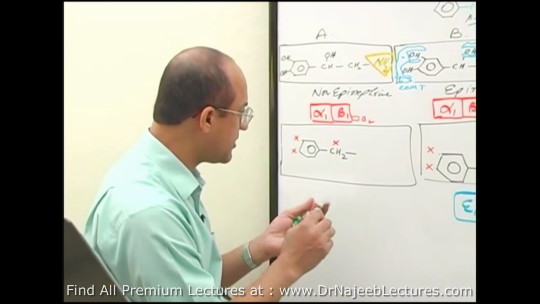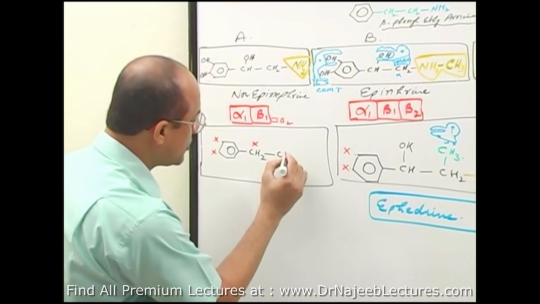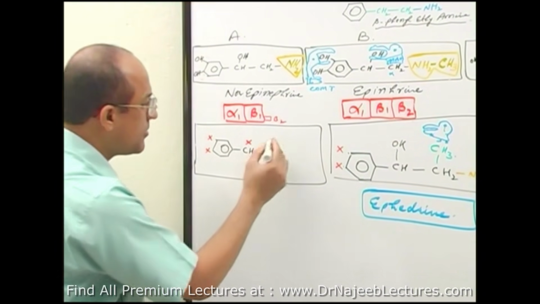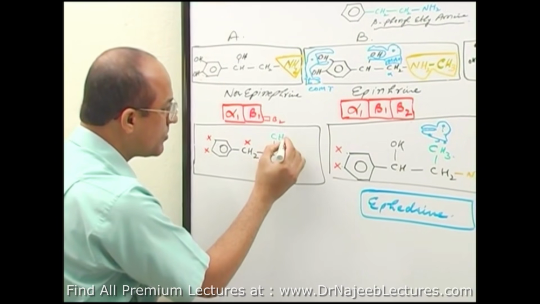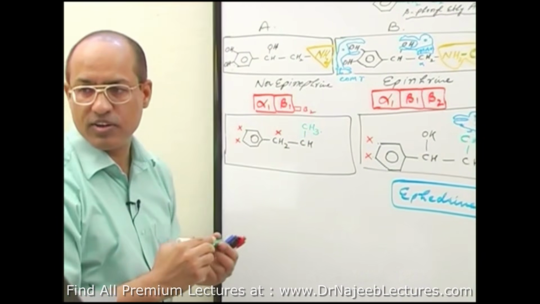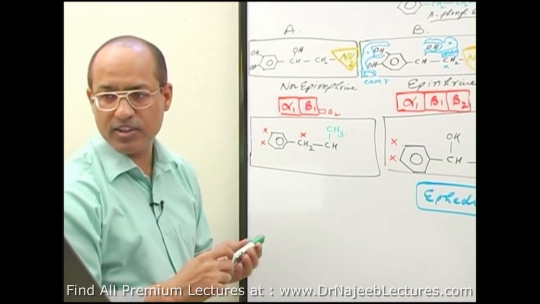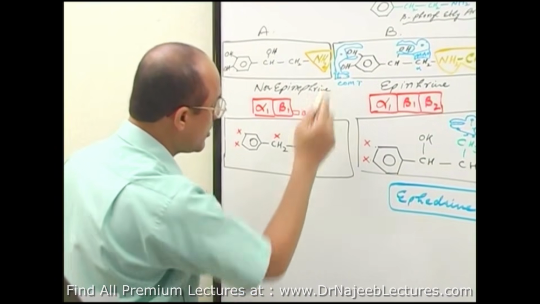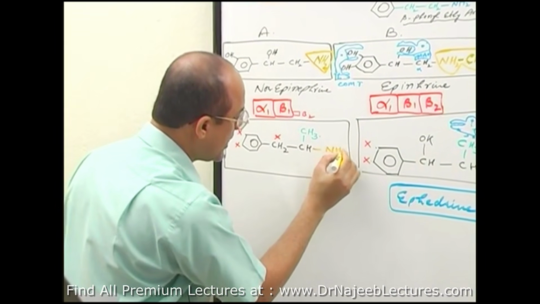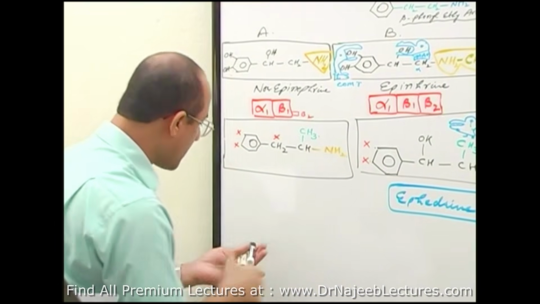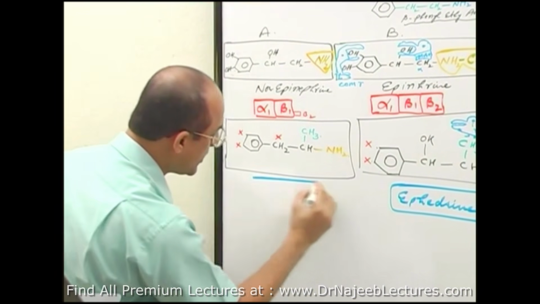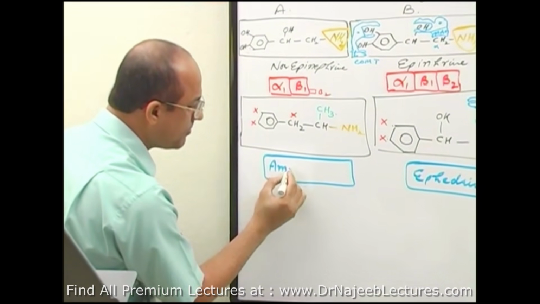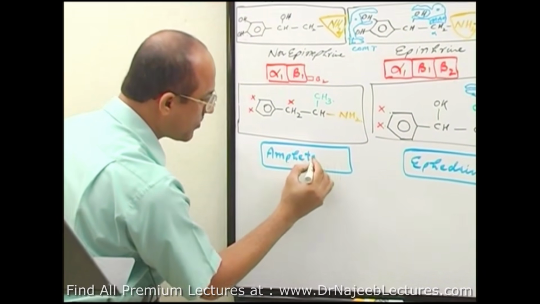And the remaining thing is the same, that CH. As we added methyl here, we will also add methyl there. Is that right? We have also added the methyl there. And what is the last thing there? NH2. And what is the name of this drug now? Who will tell me the name of this drug? This is non-catecholamine. This is amphetamine.